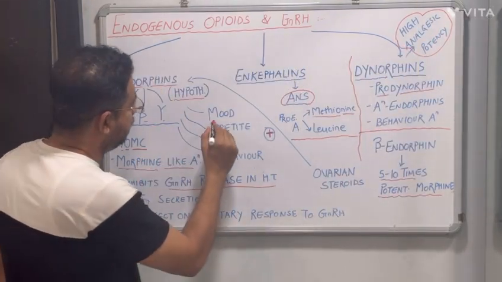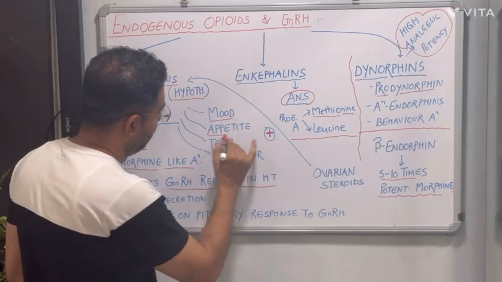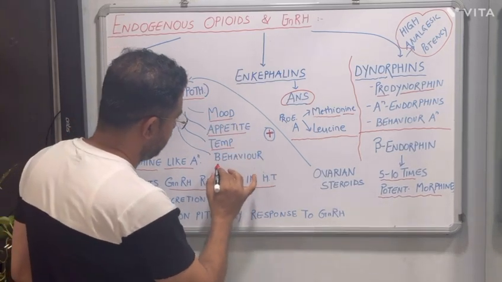Endorphin basically controls mood, appetite, temperature and behavior.